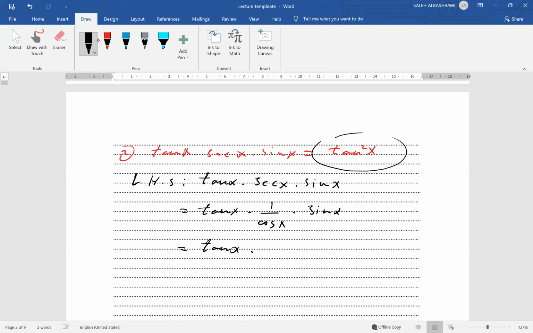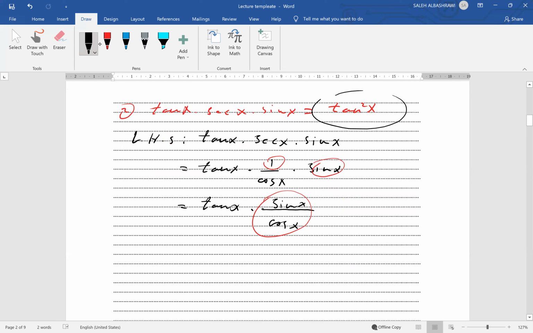tangent x multiplied by, now sine multiplied by 1 will give me sine over cosine x, but sine over cosine is equal to tangent. So this is equal to tangent x multiplied by another tangent, which is equal to tangent square. And this is the right-hand side. So we verified that the left-hand side equal to the right-hand side.